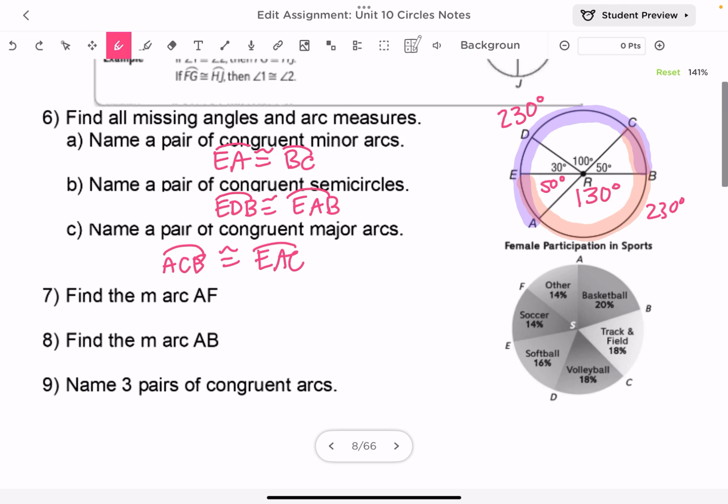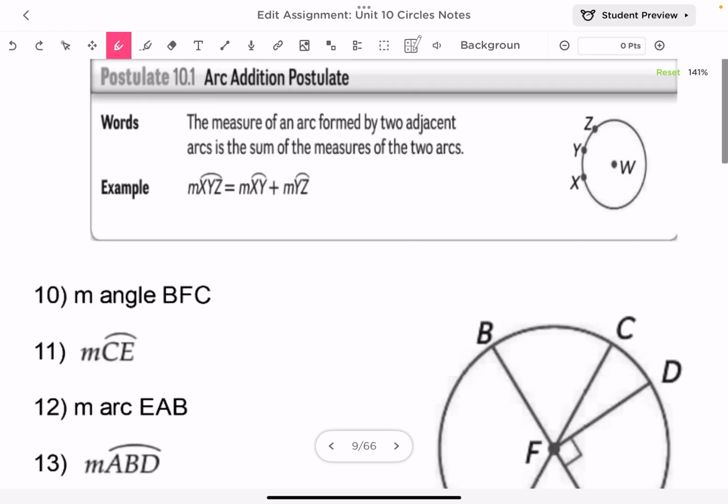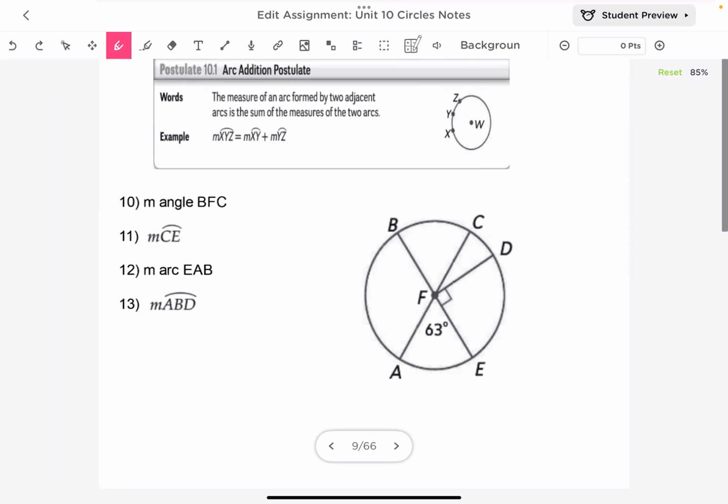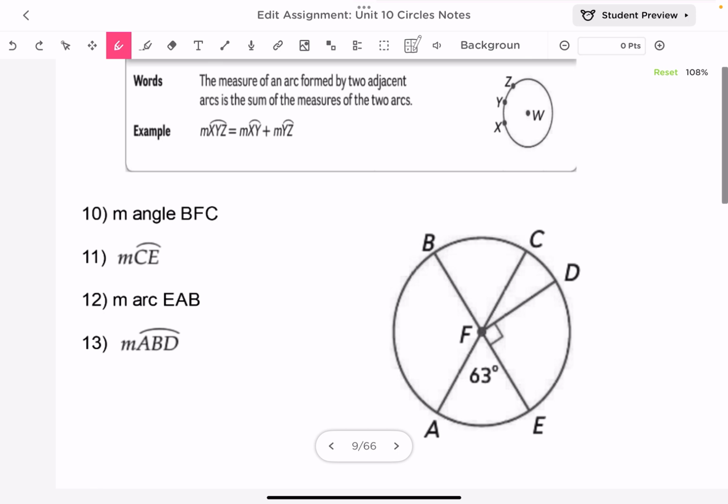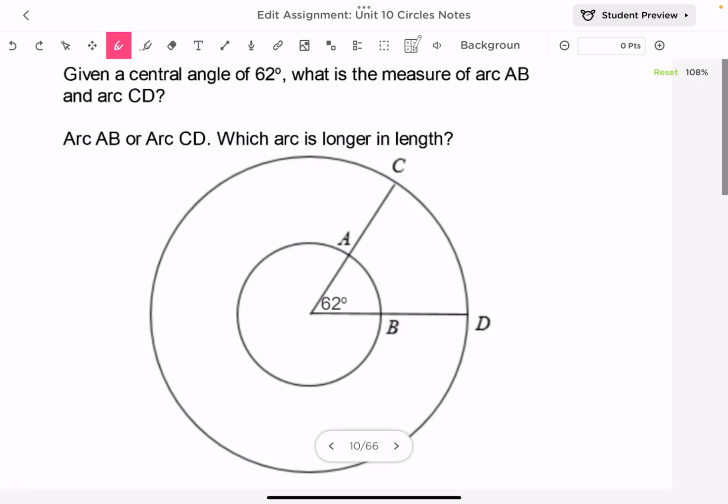All right, I'm going to skip the next 3. And let's see if we need to do this. I don't think we do. This is just adding arcs together, which is what I just did on that last question. So I don't think we need to do that either. All right, let's look at this question.